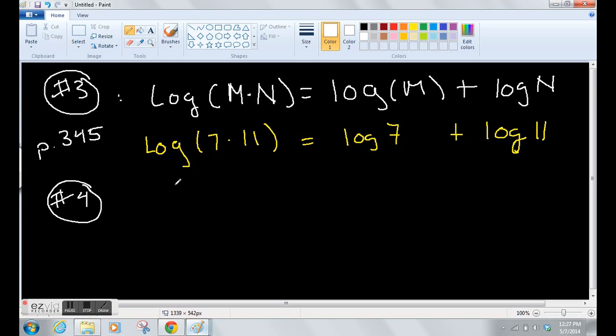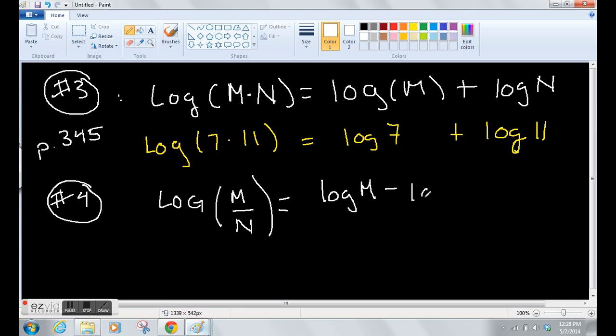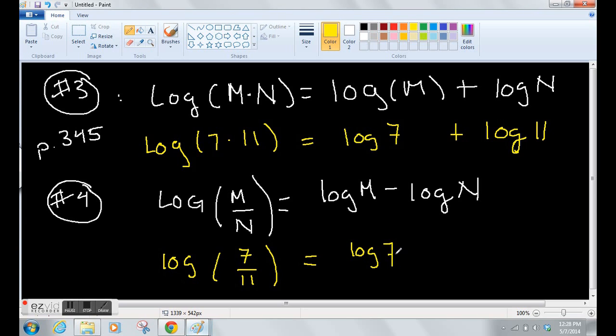Okay, here's another property. This is the multiplication property, which means we have a division property. So if you have log of m divided by n, that is equal to the subtraction of the logs, log of m minus log of n. So, suppose you had log of 7 divided by 11. Well, that is equal to log of 7 minus log of 11.